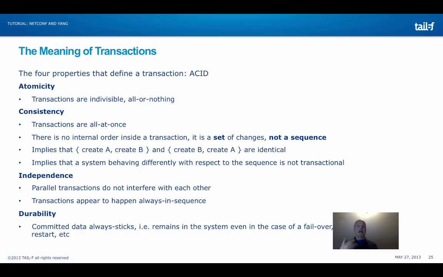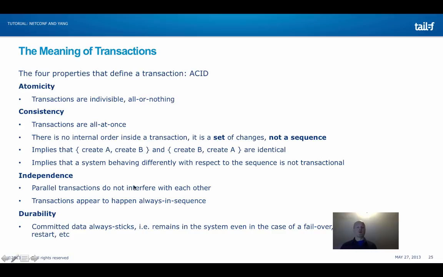And the typical ACID, the 4 properties that define a transaction. Atomicity means that it's all or nothing. It's an atomic change set. So when you do something over Netconf in an edit-config, it's all or nothing. Consistency. This means that there is no ordering requirement from the client. A client can send create A, create B, or create B, create A. These are identical operations. So you can see it as one consistent change. So if a specific device requires ordering, it's not a transactional device.